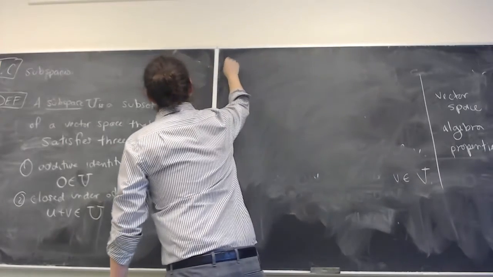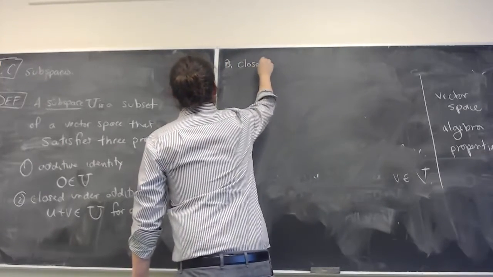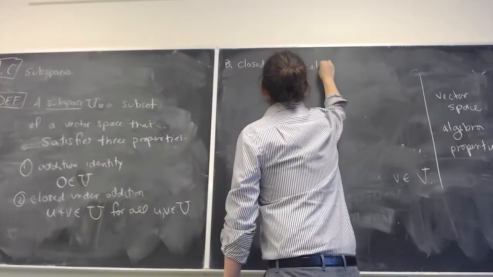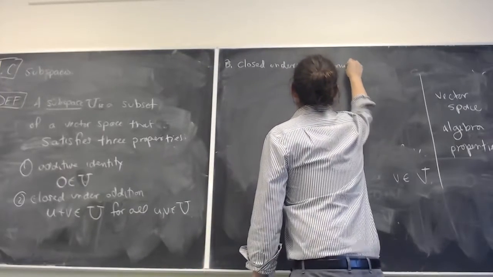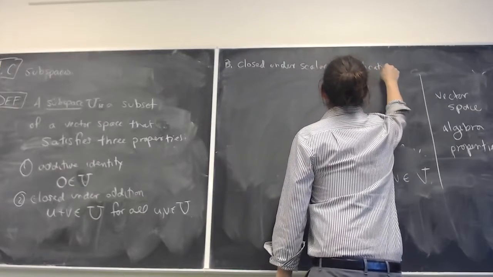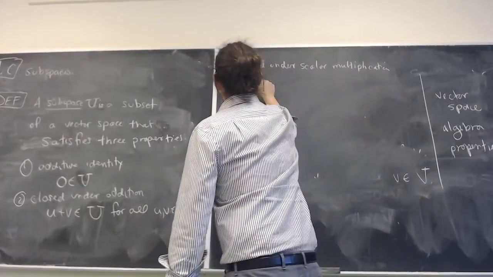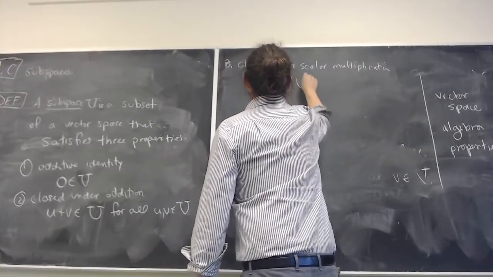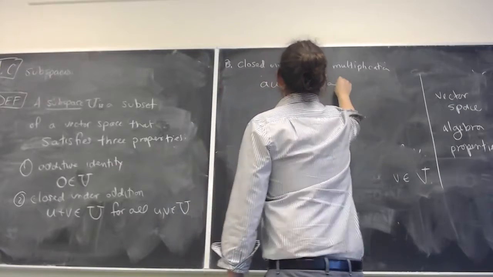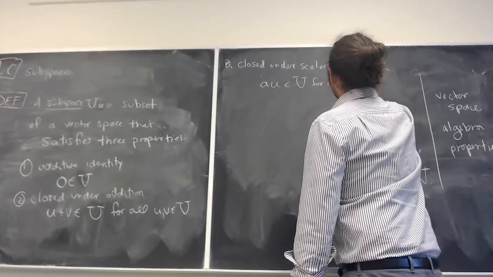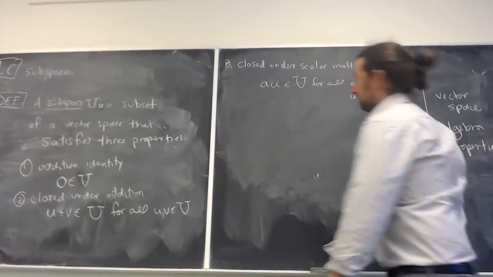And if I have scalar multiplication, I can't leave by scalar multiplication either. Three, closed under scalar multiplication. That means that a u is in U for all a in the field, all u in the subset.